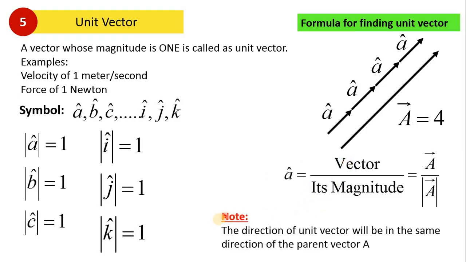An important point to be noted here is that the direction of the unit vector will be the same as the parent vector A. I am calling this the parent, because from this I am cutting into 4 equal pieces. If this vector had length 10 units, I would cut into 10 equal pieces. Whatever the magnitude, we divide it. So this is the parent vector, and the unit vector will be found in the same direction as the parent vector.